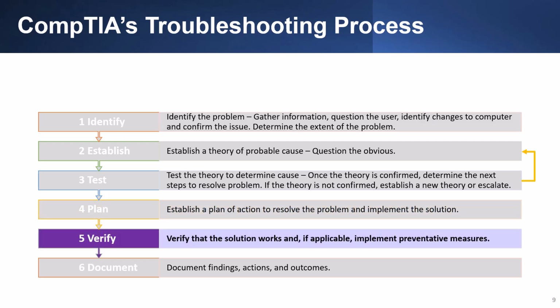After you've implemented the solution, you need to verify that the problem is fixed, no other problems have been introduced, and the system or systems is fully functional. If the user has reported the problem, you can verify with the user that the problem is fixed. You may need to consider preventing future issues by taking steps to prevent the issue from happening again. For example, apply system updates, patches, or firmware upgrades. Educate users on best practices, and adjust policies or configuration if needed.